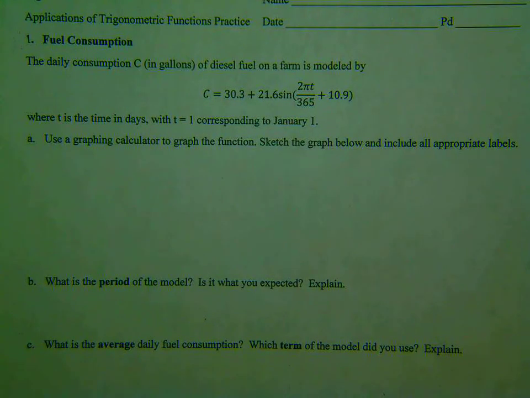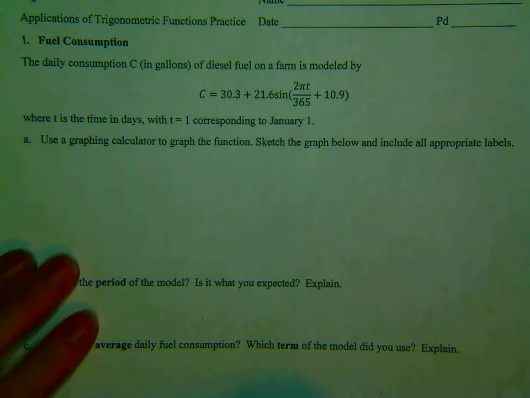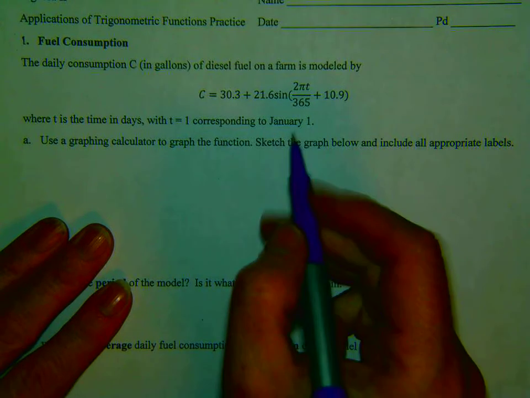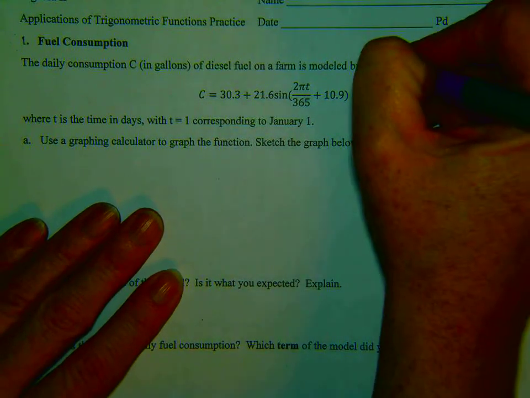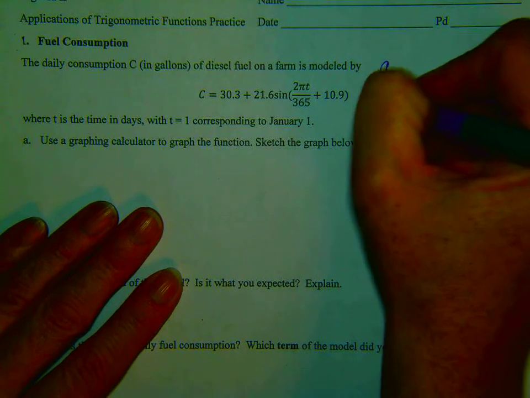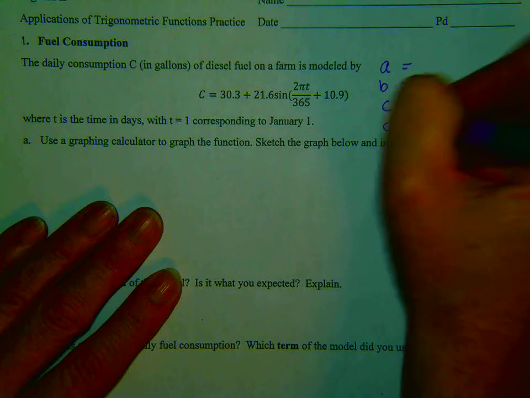Okay, we're going to apply trigonometric functions to fuel consumption. We have a sine function. Well, the first step is, of course, to identify our A, B, C, and D. So, let's see what we've got here.